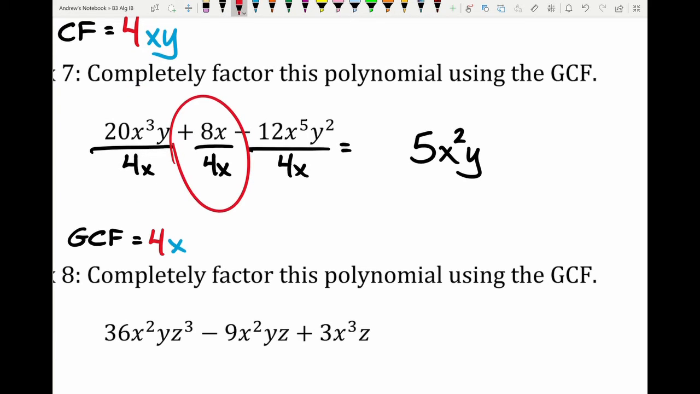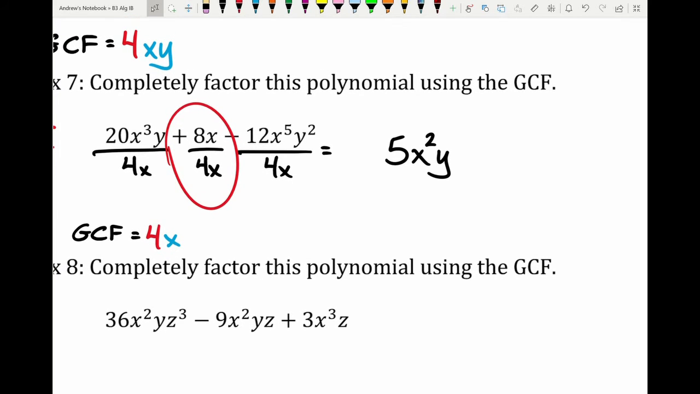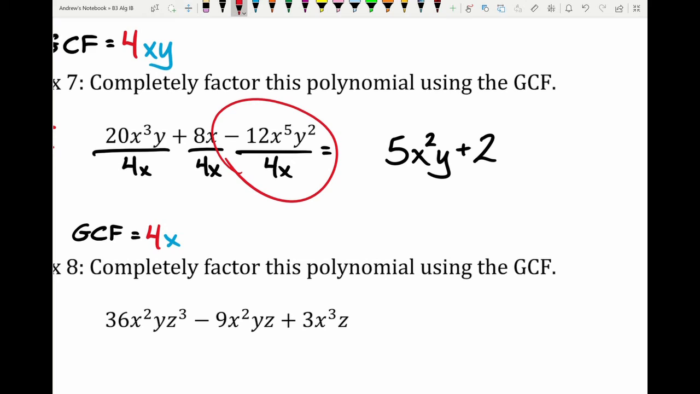Now we'll take 8x and divide it by 4x. So 8 divided by 4 is just going to give us 2. It's a positive 2. We had an x, and then we took it out, so there's no x's there. Cool, done. Last but not least, we got this chunk on the end. It's negative 12 divided by 4, which is going to give us negative 3.